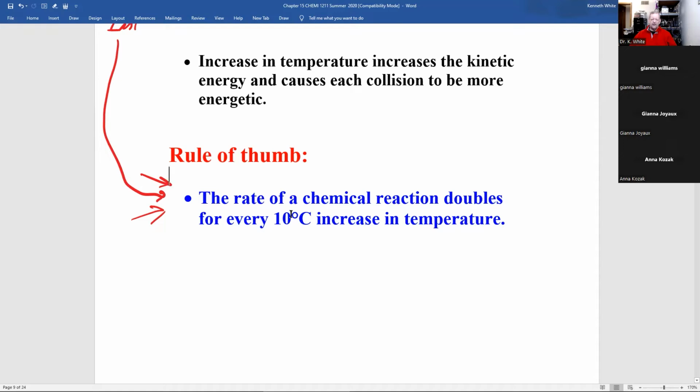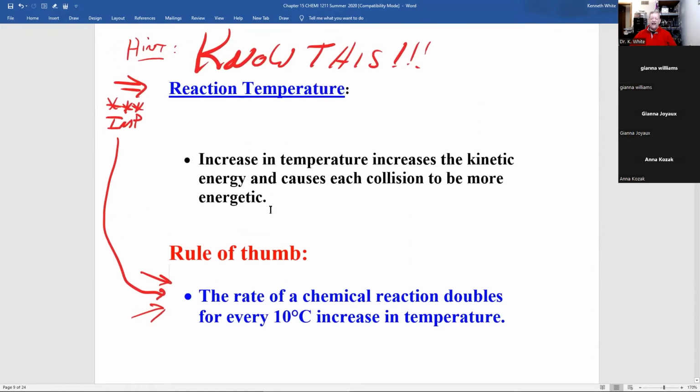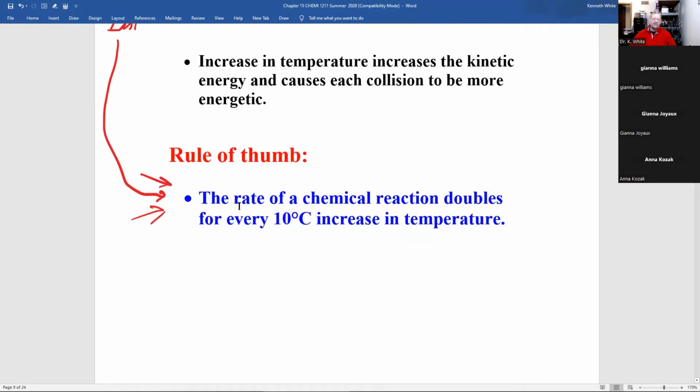But you should know, first of all, reaction temperature will affect the rate of reaction. When you increase it, the reaction rate goes faster. And a rule of thumb, the rate of a chemical reaction doubles for every 10 degrees increase in temperature. Now, practical thing, if you cool things down, a lot of times that slows down the chemical reaction. How many of you ever had problems with your car battery when it gets super cold outside?